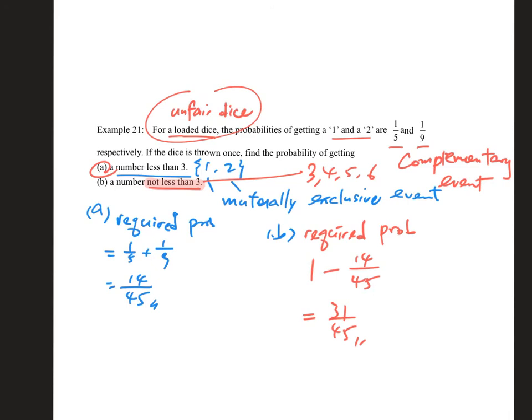That's all for the mutually exclusive events as well as complementary events. So let's see whether you can get the idea quickly.